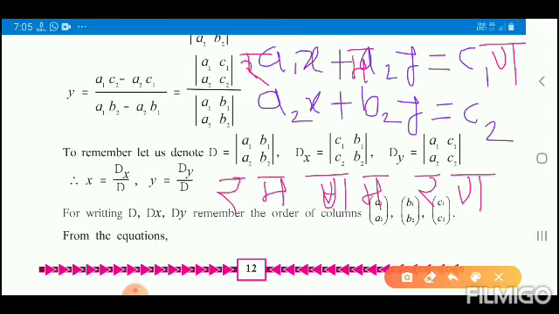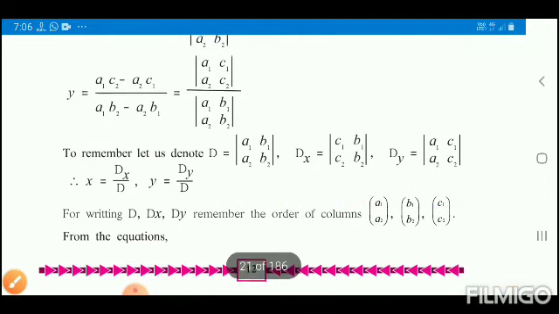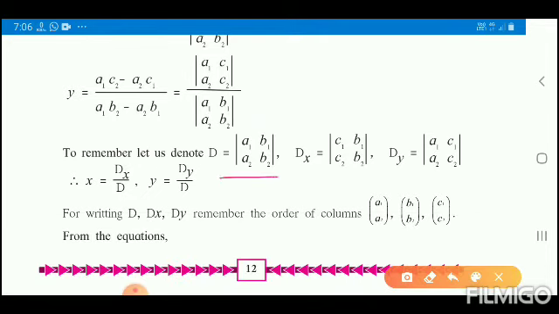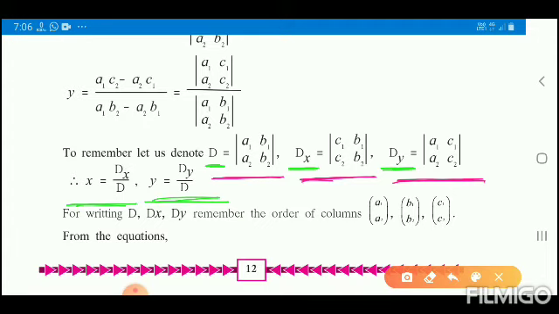Okay. Now do you understand how to find the values of x and y by Cramer's rule? First of all, we have to find the values of D, Dx, Dy from the two given simultaneous equations. Then you have to write the values of the determinants D, Dx, Dy. After getting these values, you have to write x is equal to Dx upon D and y is equal to Dy upon D. Okay, do you understand this?